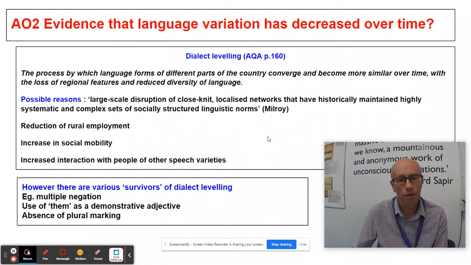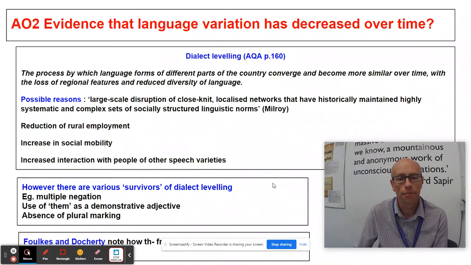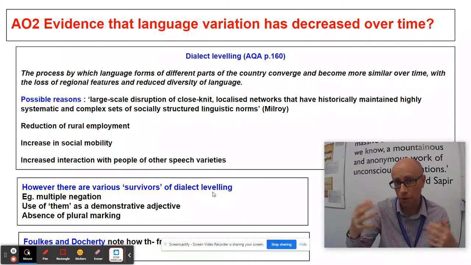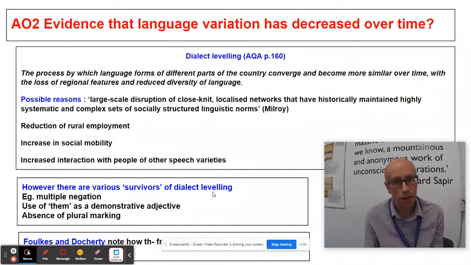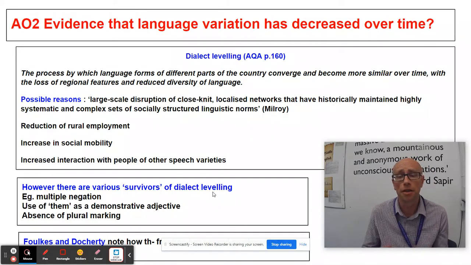Okay, so there are these survivors of dialect levelling, and Foulkes and Docherty, a couple of researchers in the back end of the 1990s, noticed how TH fronting, the tendency of people to say 'fwee' rather than 'three', had actually spread from a very localized area in the southeast right across the country. So, you could give that as evidence, I suppose, that yes, language variation is decreasing because more and more people are pronouncing it in a kind of non-RP way.